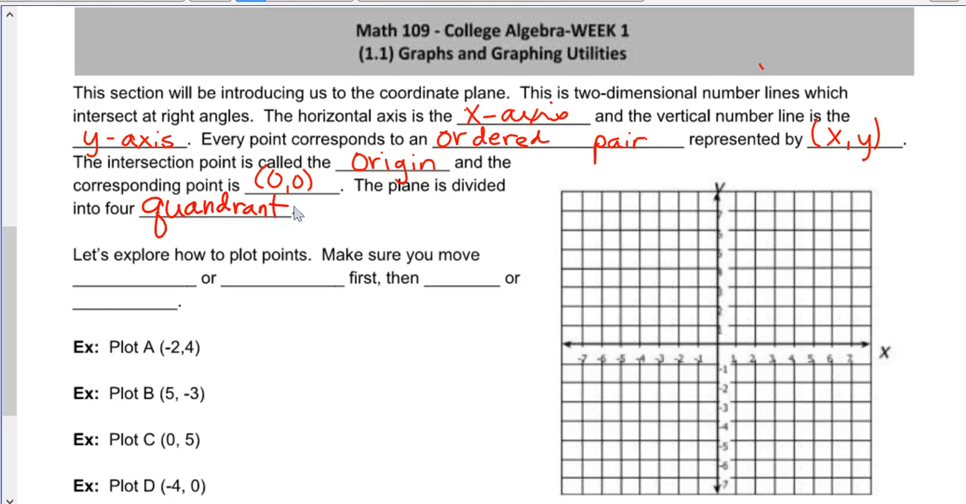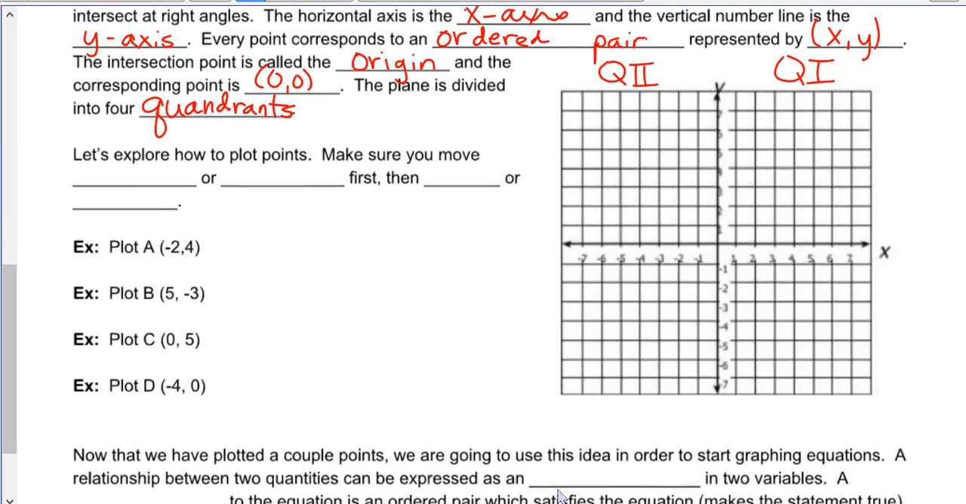So, if we ever refer to anything in quadrant 1, that is this one in the upper right-hand corner, then we go counterclockwise. So this is going to be quadrant 2. Then we have quadrant 3 down here. And quadrant 4 is this guy over here.